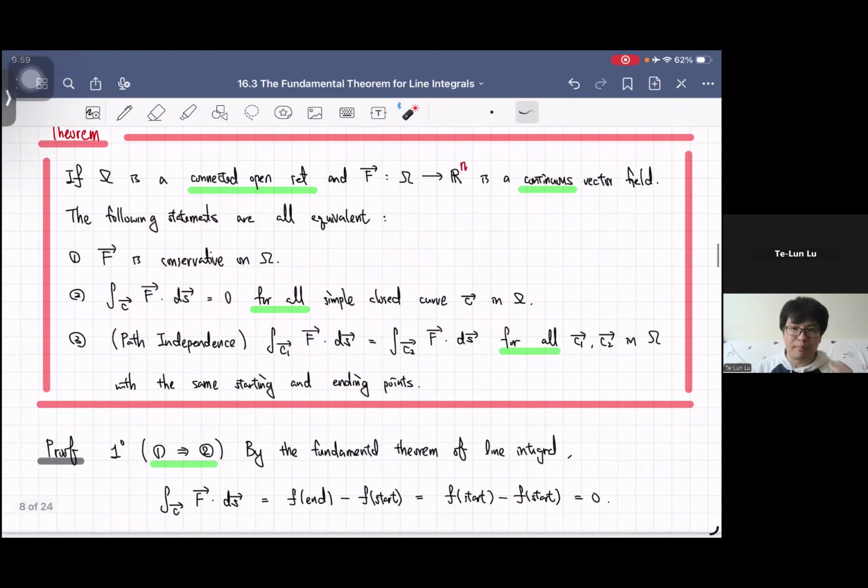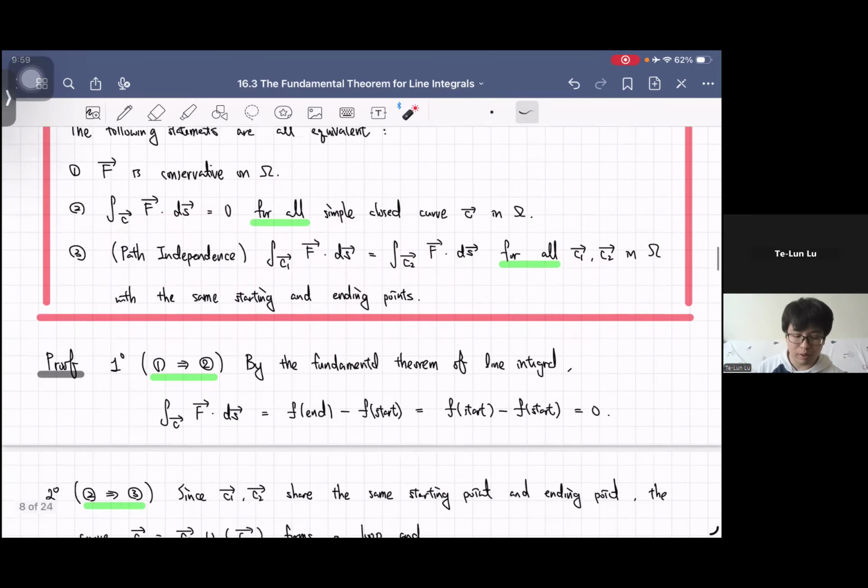So in terms of physics, that means that if you're going around a loop, then it does not do any work. A conservative vector field, a conservative force, does not perform any work on the particle. The third property is what we just mentioned, the path independence. So it says that the line integrals of this vector field over C1 and C2 are always the same as long as C1 and C2 share the same starting and ending points. Okay, so these are three different properties of a vector field, and we will now show that they are equivalent.